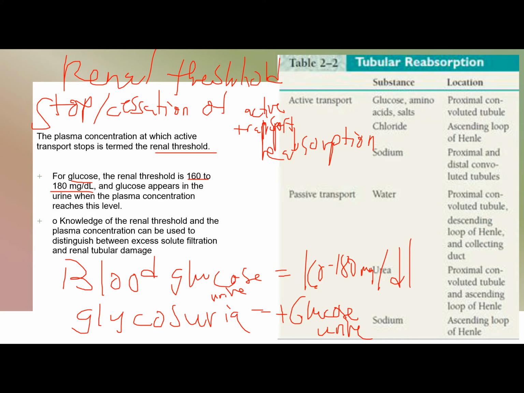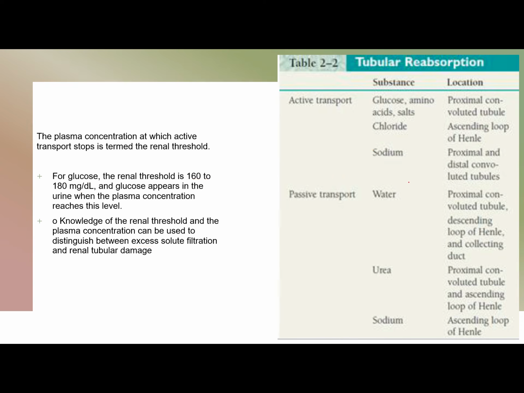And when you exceed the renal threshold, most likely there is excess solute filtration, and that can cause tubular damage. Because there is too much glucose that has been absorbed or filtered beyond the threshold. It needs to stop. Because of the sheer amount filtered, tubular damage occurs.